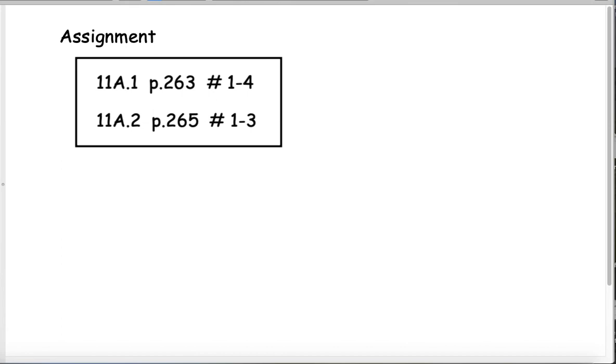So problem sets deal with those two basic ideas, 11a.1 and 11a.2.